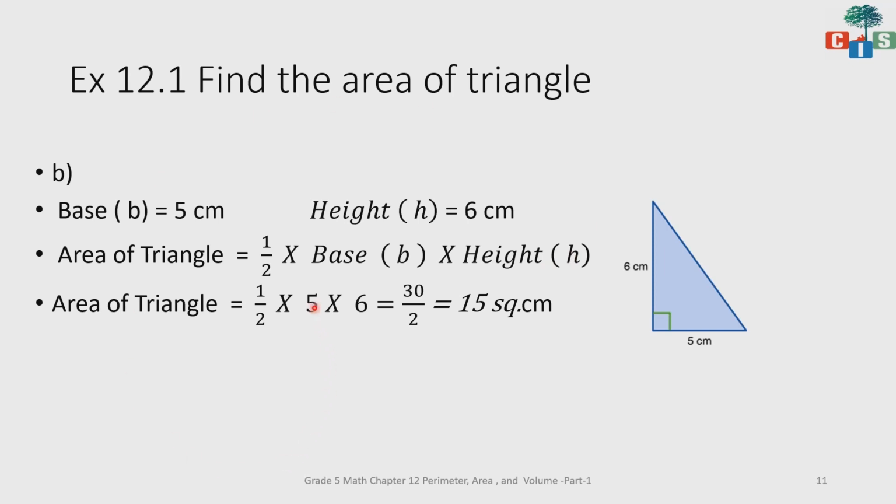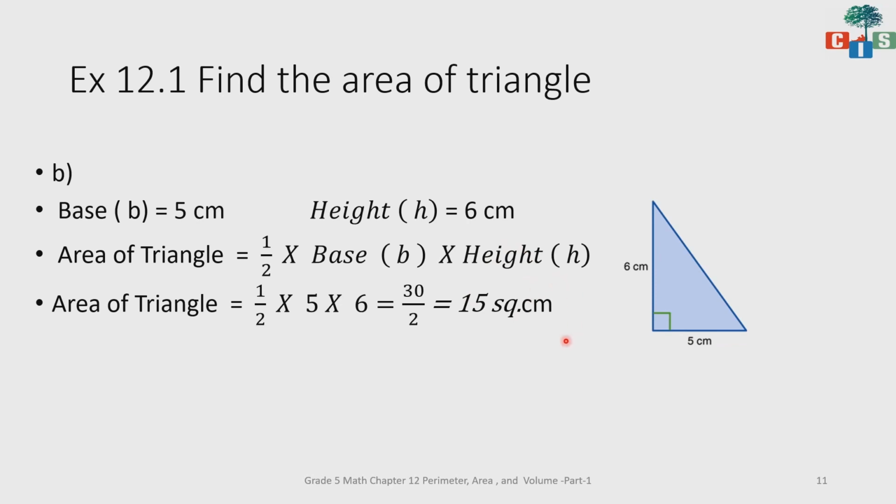So 5 sixes are 30. So 30 divided by 2 is 15. When I divide 30 by 2, I will get the answer as 15, that is 15 square centimeter. So the area of this given triangle is 15 square centimeter or centimeter square.